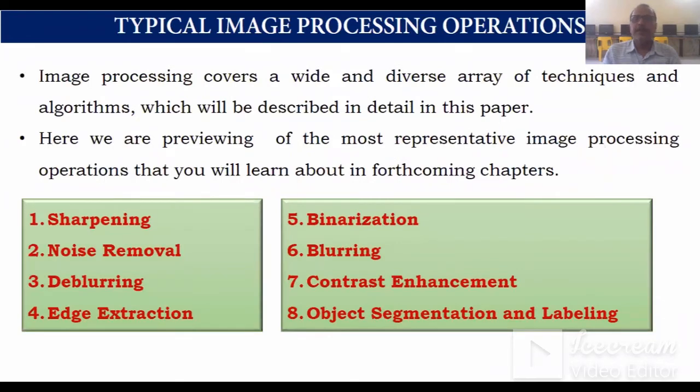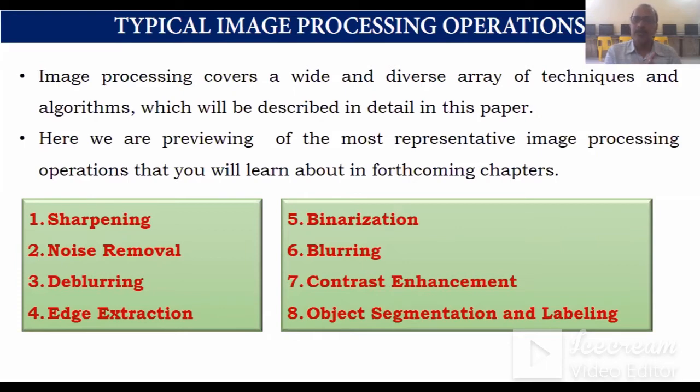Now the next point is typical image processing operations. When we talk about digital image processing, what are the different operations we can do in digital image processing? Image processing covers a wide array of different techniques or operations which we have to do on the image. But here we have to study some of the important techniques which are used in image processing. We preview most of those operations which will be done by the user in each technique. Suppose you want to do classification, object segmentation, or some feature extraction, you need to define all these operations.